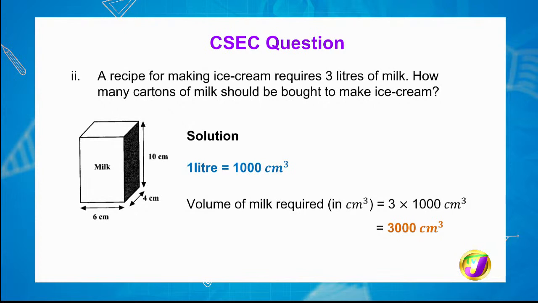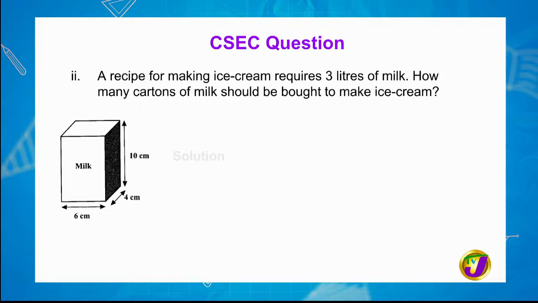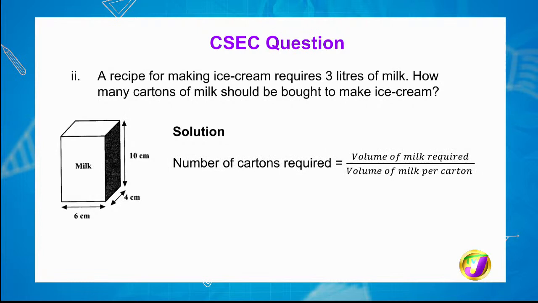Okay, so let's talk about how many cartons now. We know that we need 3,000 cubic centimeters of milk. And each carton holds how much again? 240 cubic centimeters. So I think I need to divide. I need to find out how many cartons. So the amount of milk required, I need to see how many 240s can come out of that. So I'm dividing my 3,000 cubic centimeters by 240 cubic centimeters.